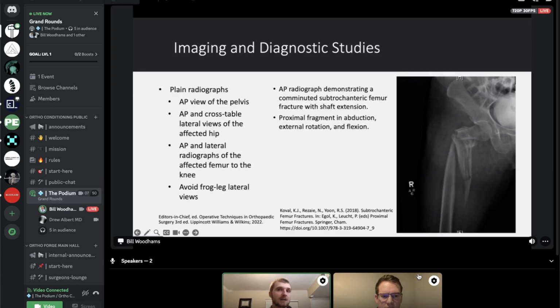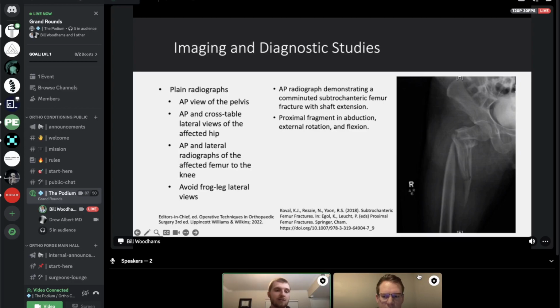And then the next thing you're going to do, you're going to get an x-ray. So on plain radiographs, you're going to get your AP view of the pelvis. You're going to get an AP and a cross-table lateral view of the affected hip, and an AP and lateral radiograph of the affected femur to the knee. That's very important because if you're going to be operating on the femur, you need to have a full radiographic view of the entire bone that you're operating on. So that's crucial. Don't just get the radiographs of the hip, do the entire femur.